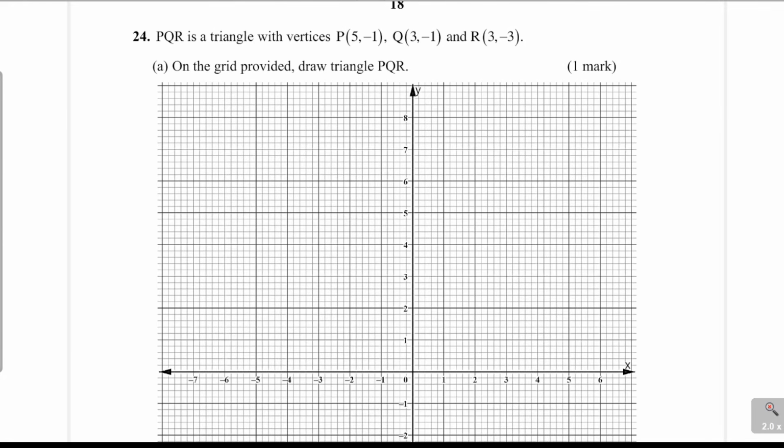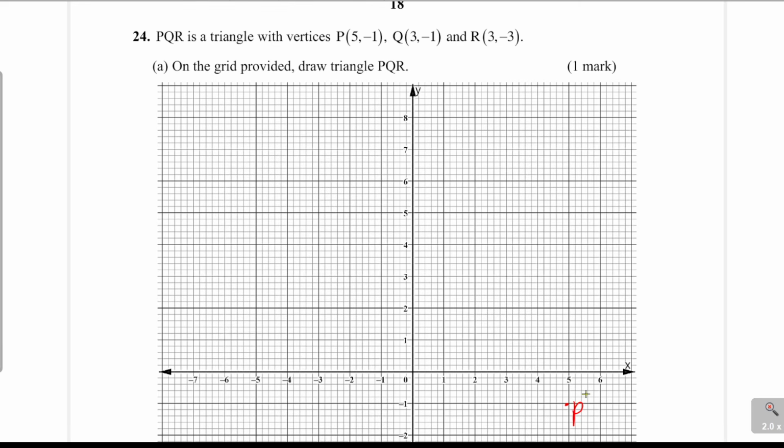PQR is a triangle with vertices P (5, -1), Q (3, -1), and R (3, -3). On the grid provided, draw triangle PQR. We start with that. So P is (5, -1), so (5, -1) is here.